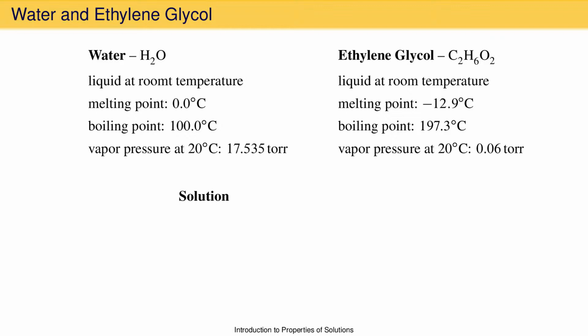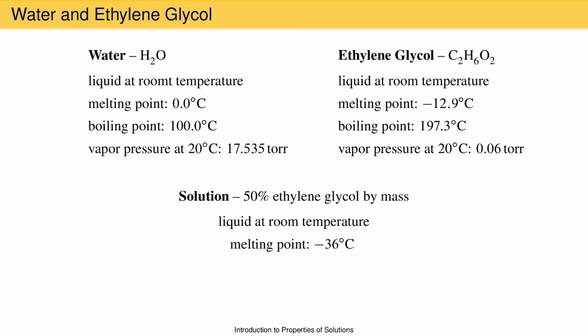If we make a solution from these two components that consists of 50% ethylene glycol and 50% water by mass, the resulting solution will be a liquid at room temperature, just like the components. We can then measure the physical properties of the solution. If we do this, we will find that the solution's melting point is minus 36 degrees C, its boiling point is 109 degrees C, and its vapor pressure at 20 degrees C is 12 torr.